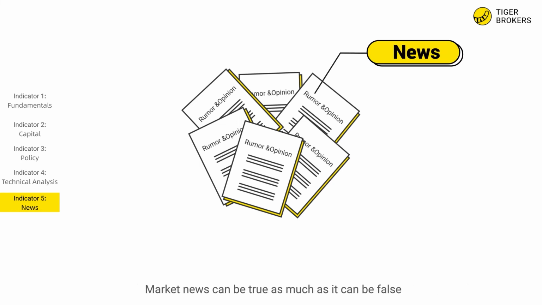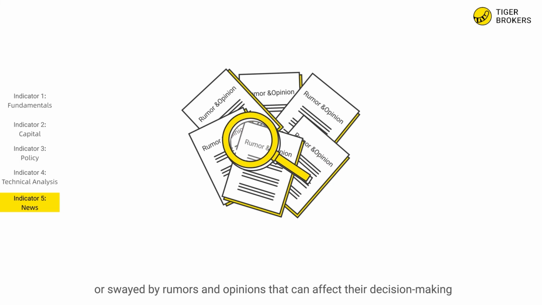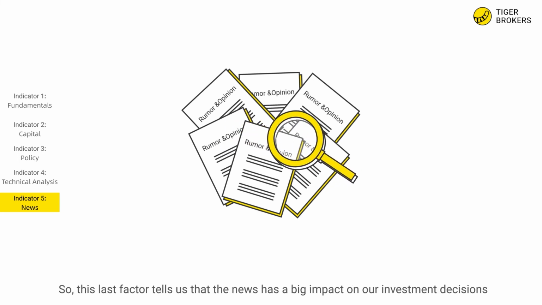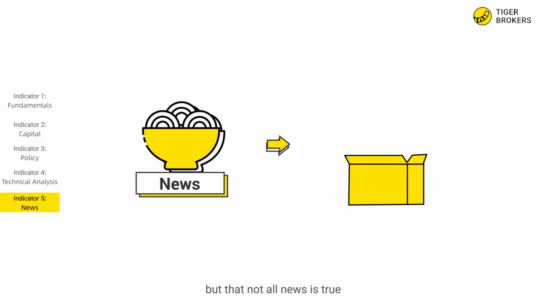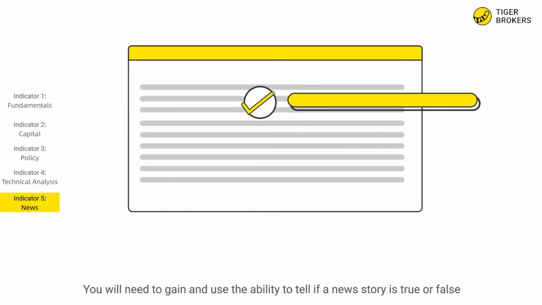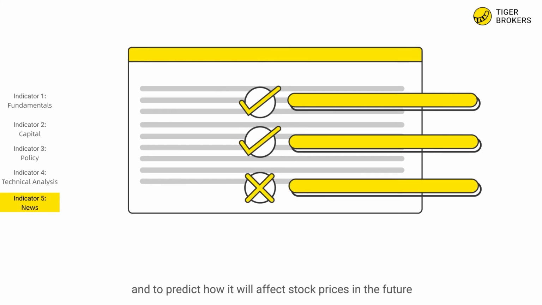Market news can be true as much as it can be false. Investors must look at the news without being distracted or swayed by rumors and opinions that can affect their decision-making. So, this last factor tells us that the news has a big impact on our investment decisions, but that not all news is true. You will need to gain and use the ability to tell if a news story is true or false, and to predict how it will affect stock prices in the future. You have to shut out the noise.